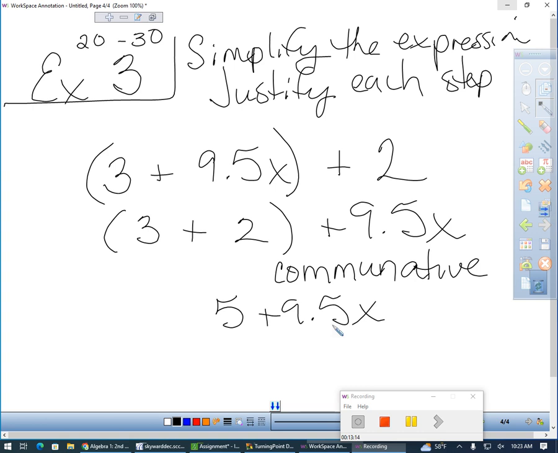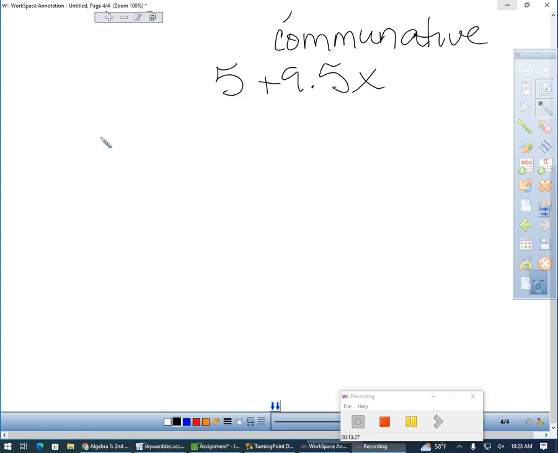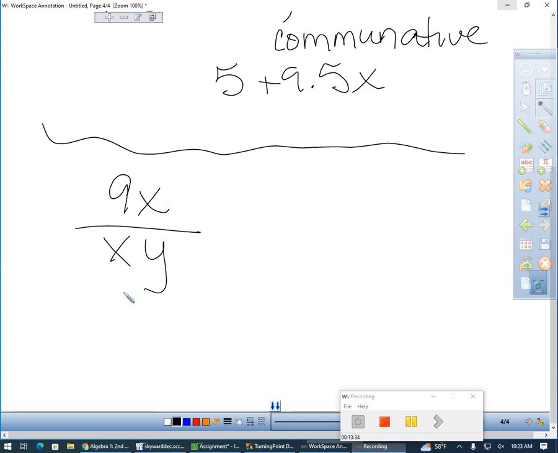Okay, I want to do one more in the same section real quick. Let me clarify something. So let's say I have 9x over x times y. Talk about what that actually means. This is 9 times x on top, right? Times, on the bottom, this is 1 over x times 1 over y. Does everybody see how those two are exactly the same? Right? You multiply across the top, you multiply across the bottom.